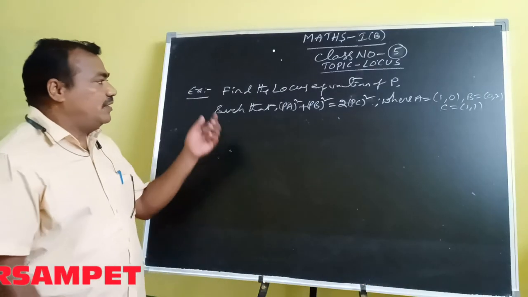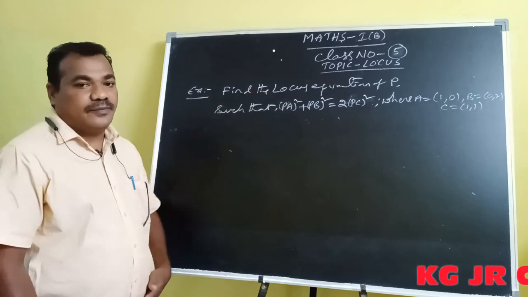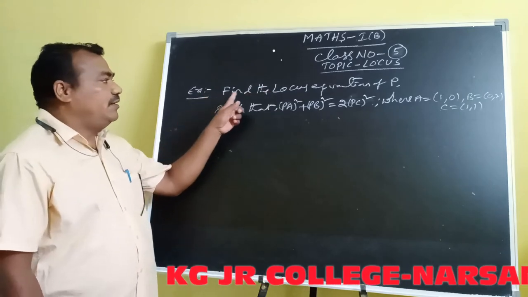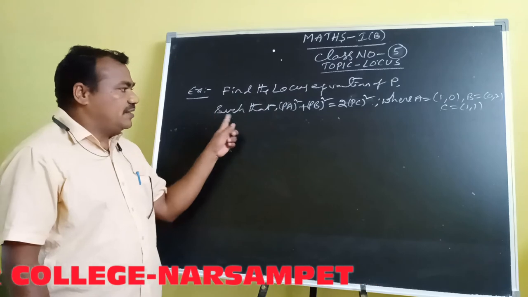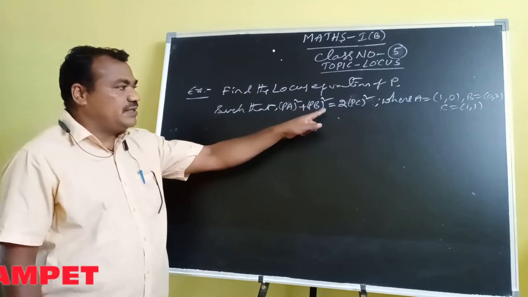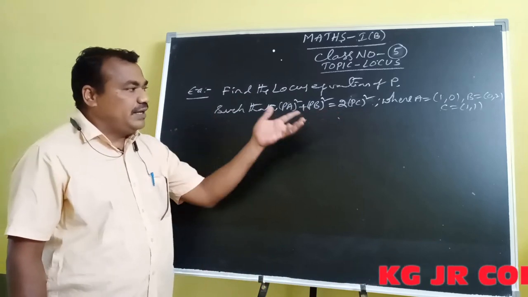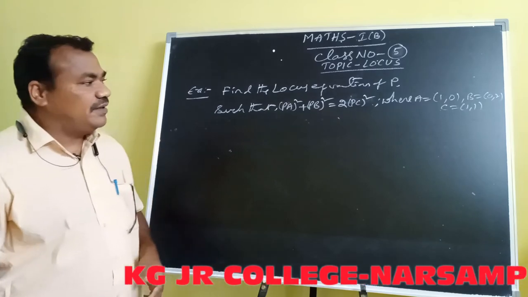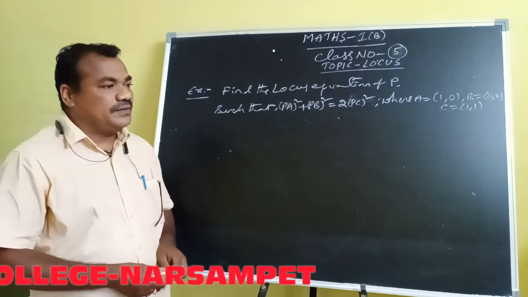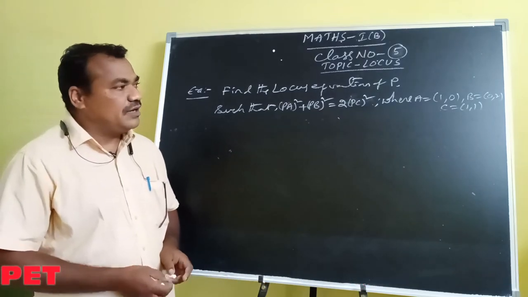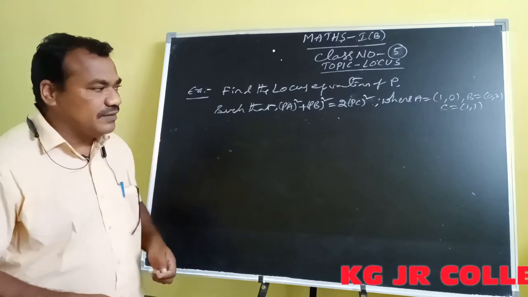Students, this is another example. Depending on the topic locus, find the locus equation of P such that PA square plus PB square is equal to 2 of PC square. Here, the given fixed points are A equals (1, 0), B equals (0, 2), and C equals (1, 1).